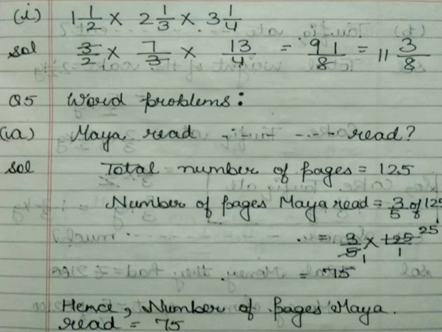So in place of "how many", what comes? Number of pages Maya read. So you write 3 by 5 of 125. Then, 3 by 5 into 125, what will you do? You will cut 5 and 125. When you cut 5 and 125, the answer will come 25.